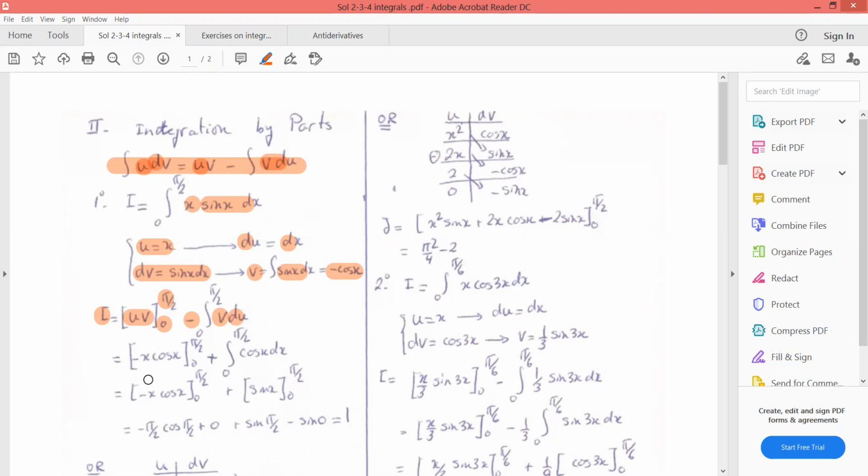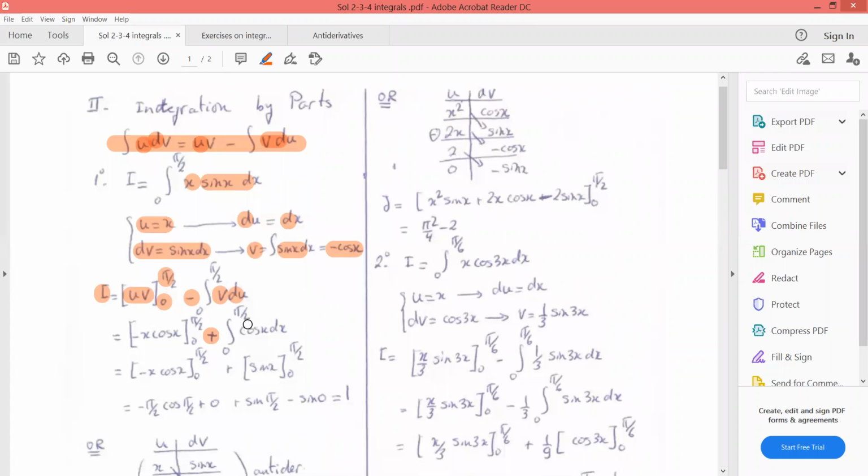u is x, I put x, times v, which is minus cosine x. So uv is minus x cosine x, minus the integral of v du, that is, dx times minus cosine x. It becomes plus cosine x dx. So I replace each one, u by its value, v by its value, and du by its value. Now, still here we have an integral, so I need to calculate the integral.